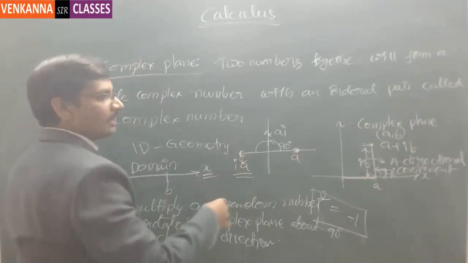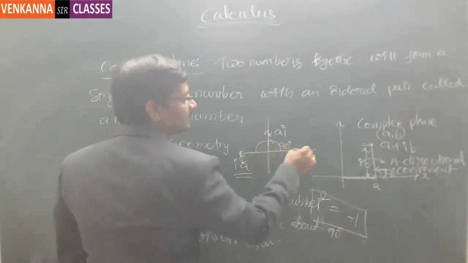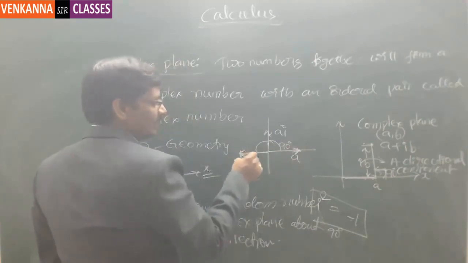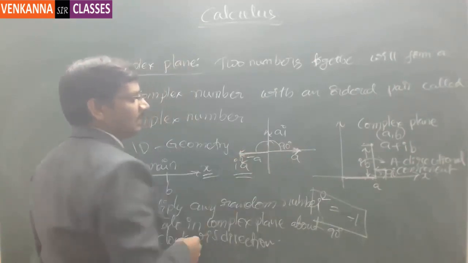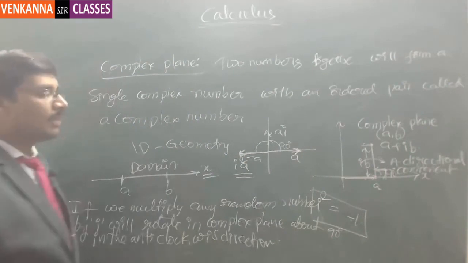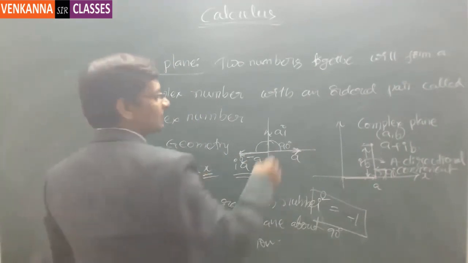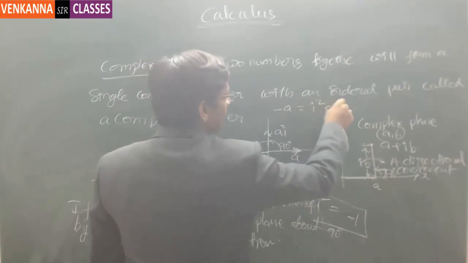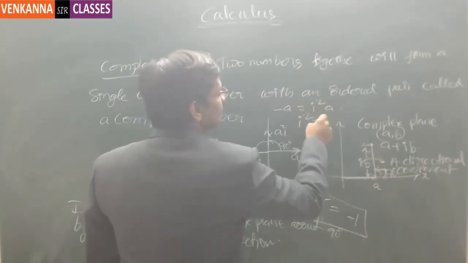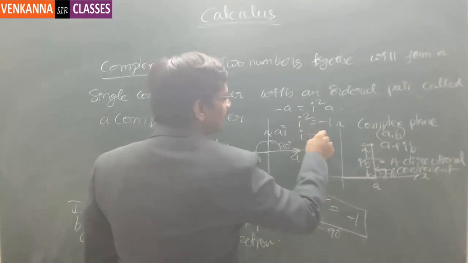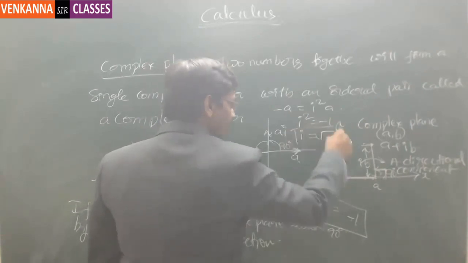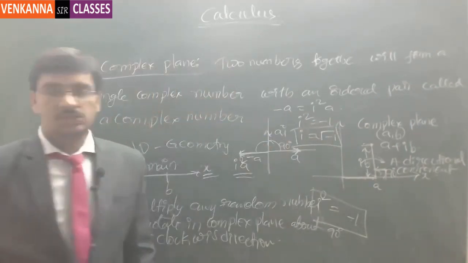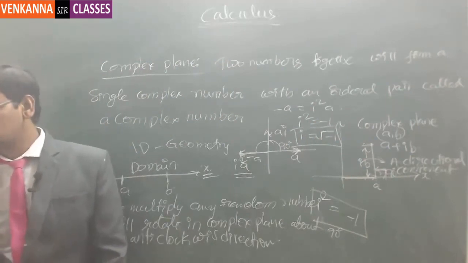If you look at the diagram on the real line, this is plus a, and obviously this will be minus a. So minus a is equal to i square into a, which essentially means that i square is equal to minus 1. So it implies i is equal to square root of minus 1. This is how you get the definition of i equal to square root of minus 1, right?